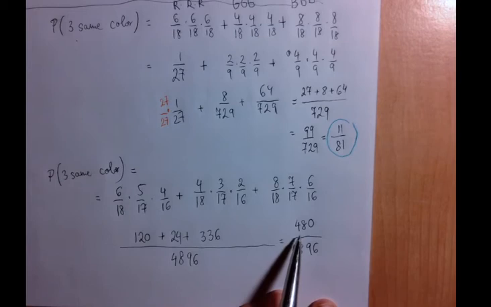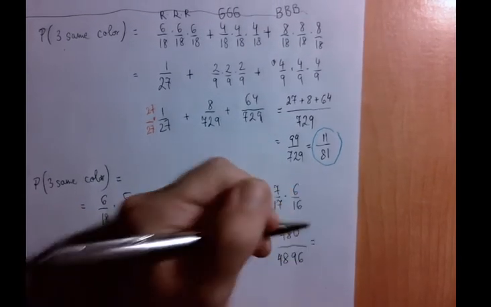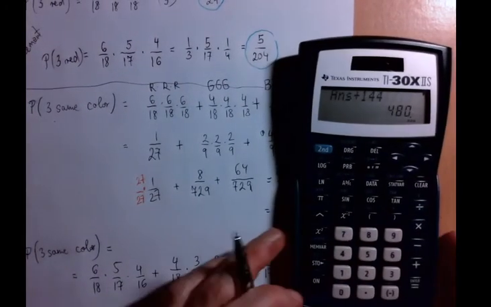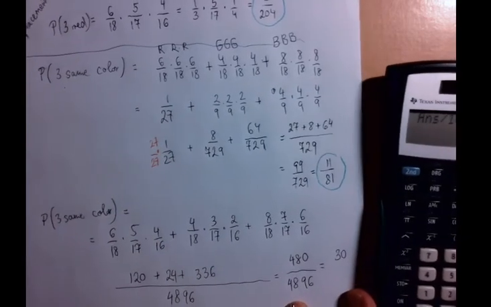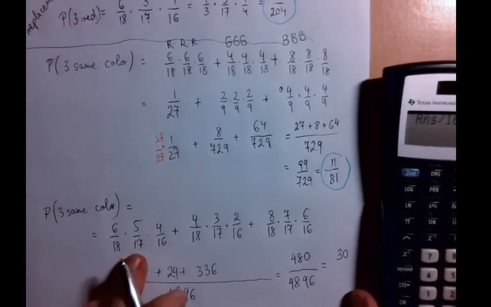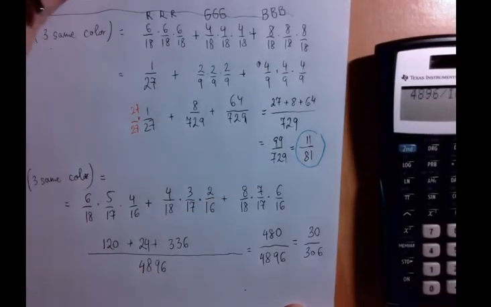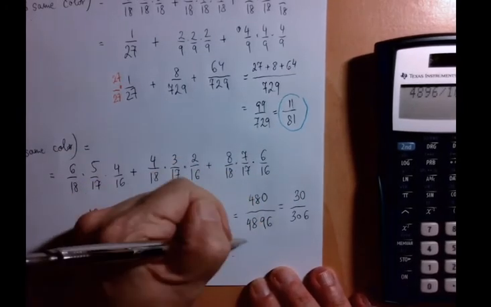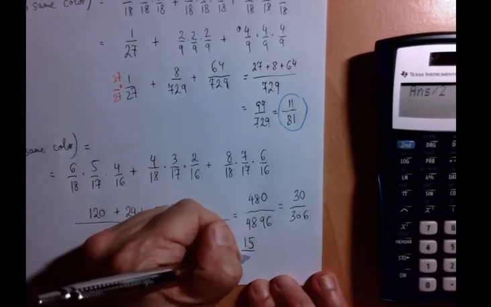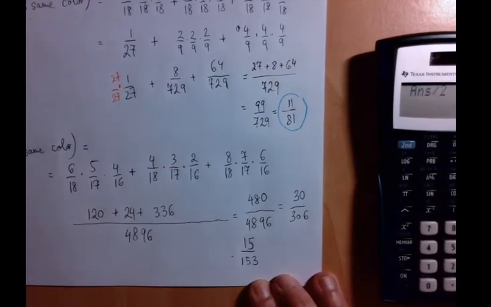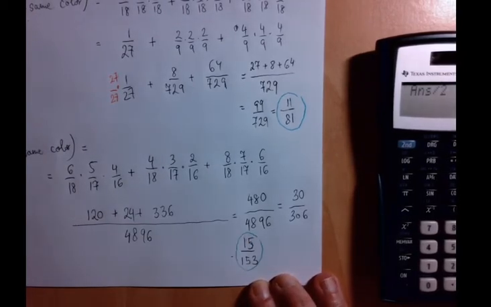48 is 3 times 16, so we can definitely divide out by 16. So if we divide 480 by 16, we get 30. And if we divide the denominator by 16, we should get that 18 times 17, right? So that's 306. They are still both even, so let's divide by 2. We get 15 in the numerator and 153 in the denominator. Now 15 is only divisible by 3 and by 5. I circled it too soon.